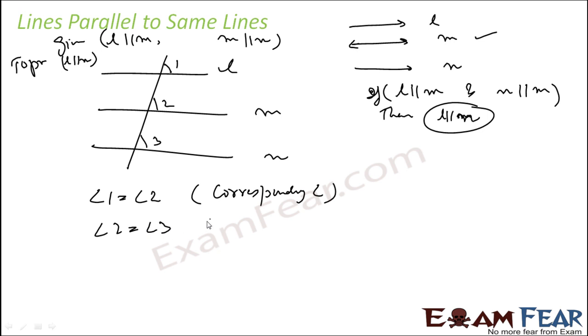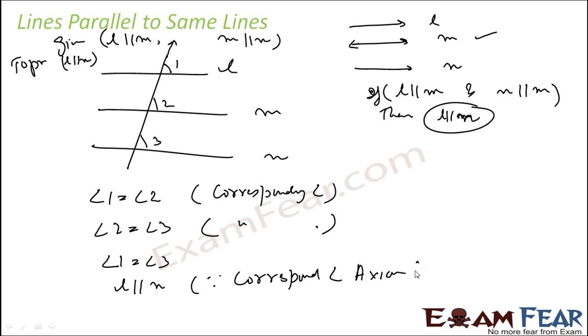Now let's take angle 2 and angle 3. They will be the same. Why? Because M is parallel to N, so they are also corresponding angles. Using these two equations, I can say that angle 1 is equal to angle 3. If you notice, angle 1 and angle 3 are on the same transversal. So using the axiom, in fact the corresponding angles axiom, since angle 1 and angle 3 are equal, we can say that L is parallel to N using the converse of the corresponding angle axiom. The same transversal is creating these two angles 1 and 3 and their corresponding angles, and since they are equal, that means L is parallel to N.